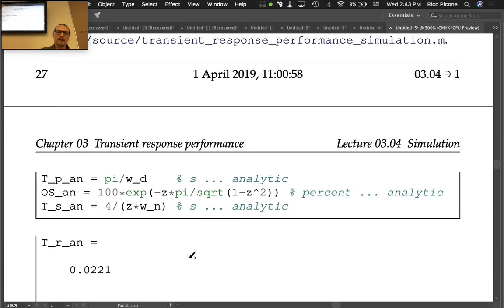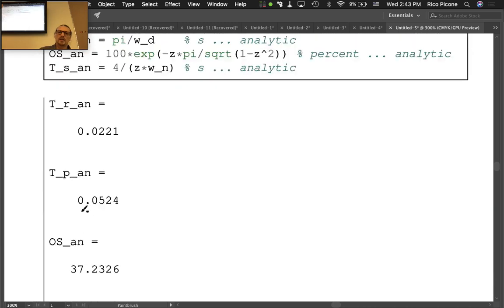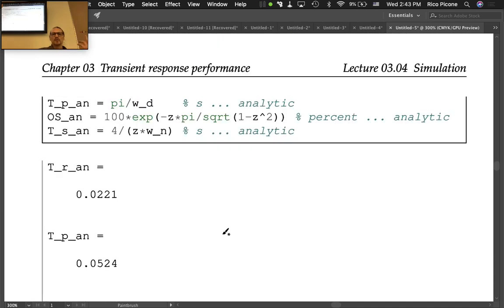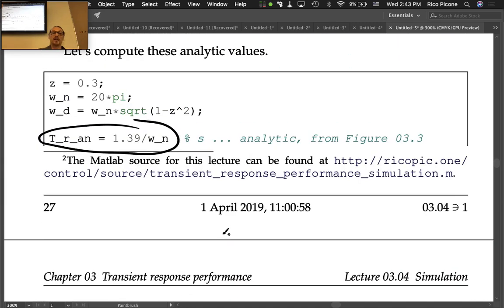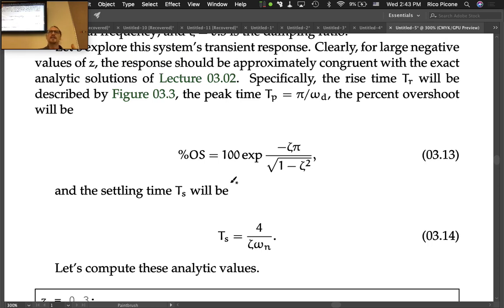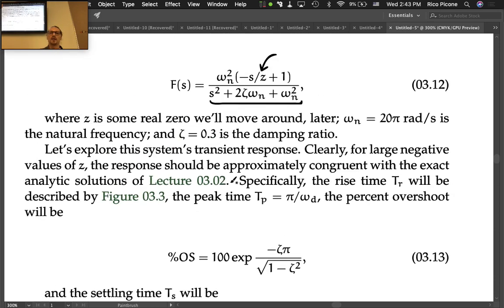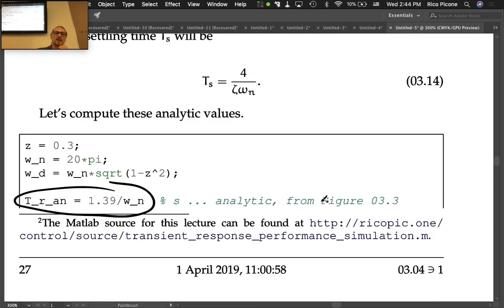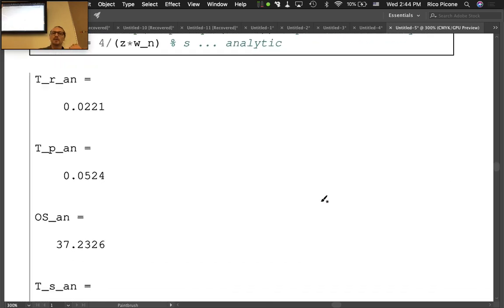And then the peak time, percent overshoot, and the settling time, and I just go ahead and print them out. So notice how I did this. I said, using the second order approximation, this is what we predict, right? So this is all just the analytic prediction from the second order approximation. Notice that depending on what that zero is, it might not be a good approximation. Okay? So we're going to want to compare this to what we actually compute at the end.